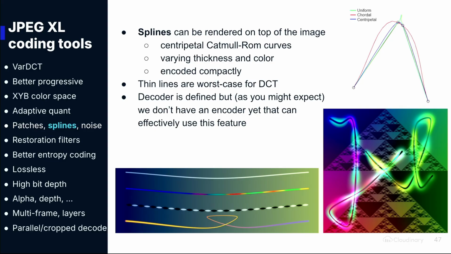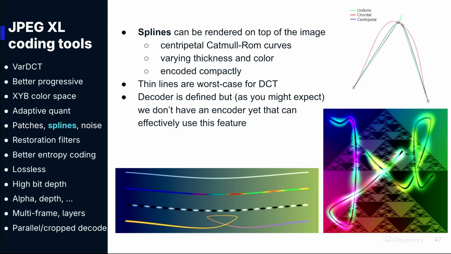The idea here is that if you have, for instance, individual hairs, or lines, or cables, you could represent them using splines instead of using pixels. The reason to do this is that thin lines are basically the worst case for the DCT transform. DCT can do it, but you will need to spend a lot of bits on them to avoid artifacts. This is also why text is hard to do for the old JPEG. So if we can replace that with splines, we can save a lot of bytes.